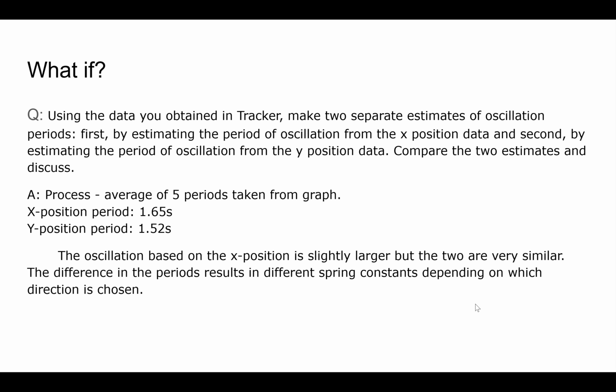For the oscillation periods, I took the average of 5 periods from the graphs. The X position period is about 1.65 seconds, and the Y position period is about 1.52 seconds. The oscillation based on the X position is slightly larger, but the two are very similar. The difference in the periods results in different spring constants depending on which direction is chosen.